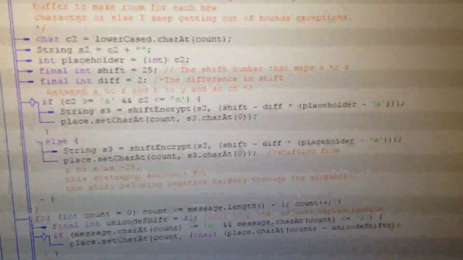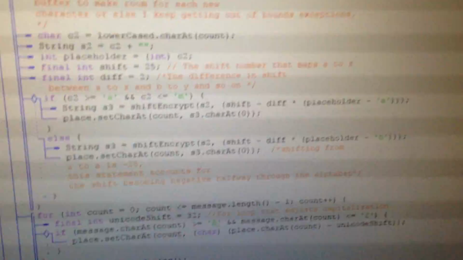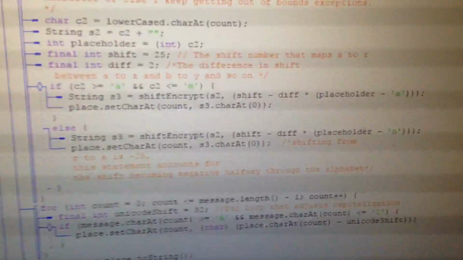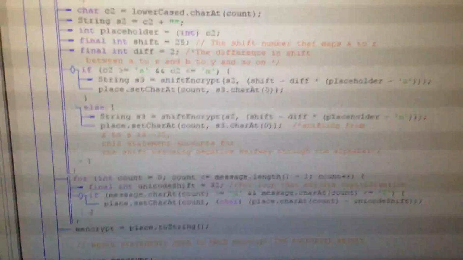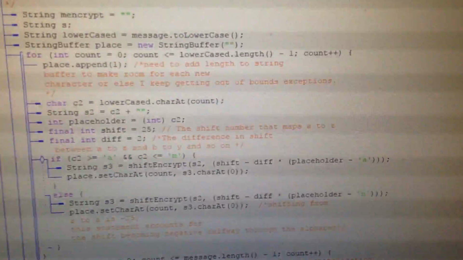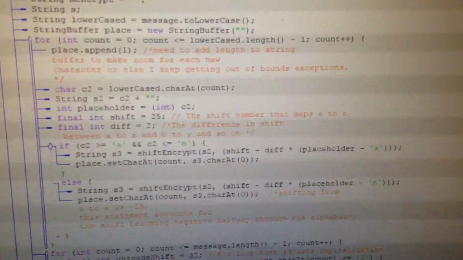The mirror encrypt is very similar to shift. I literally use the same algorithm. So like A to Z is a mirror encrypt, that's 25. B to Y, you're shifting by 23. C to X, 21, and so on for the entire alphabet. So all this code is really doing is saying if you have this character, shift by this much.